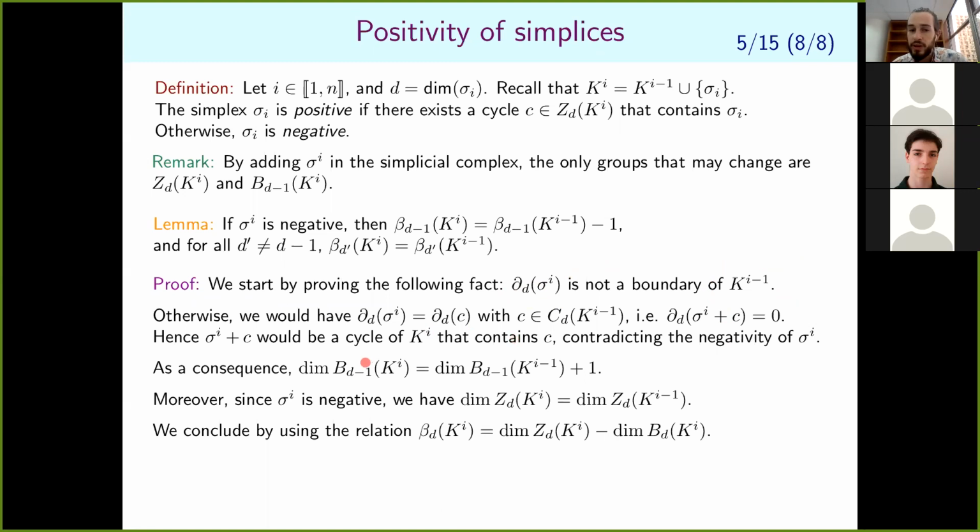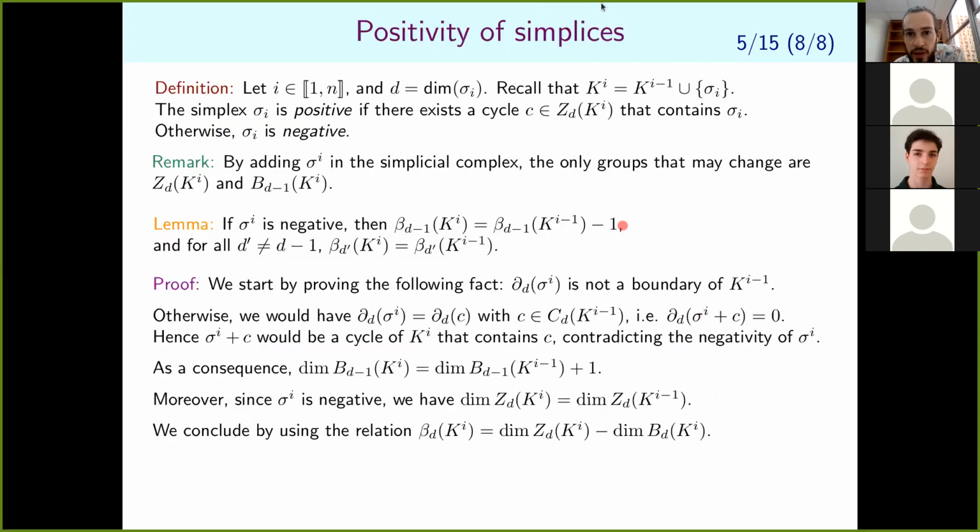So the boundaries of dimension d minus 1 have a new class, meaning that the dimension is increased by 1. All right. The dimension of the cycles of dimension, I should say d minus 1 here, remains the same. So we can use the relation between dimensions to see that the Betti number of dimension d minus 1 is decreased by 1.